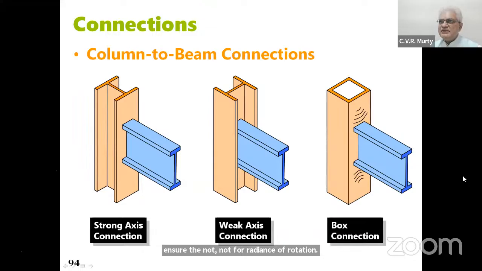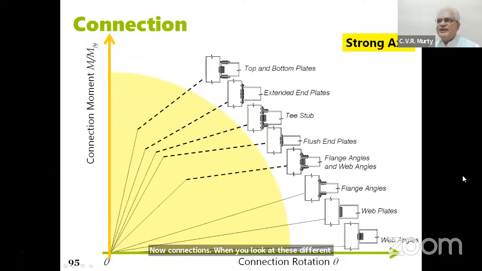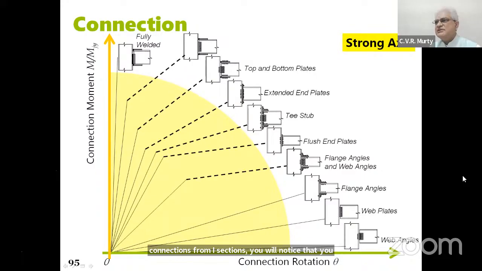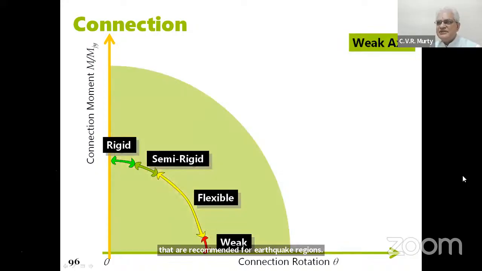Now, connections, when you look at these different connections from I sections, you will notice that you will have a spectrum of them. These connections will tell you that some are weak, some are flexible, some are semi-rigid, and some are rigid. The best connection for us, when you look at strong axis I sections, your connections, the rigid connections are the ones that are recommended for earthquake resistant regions, and the others are for non-seismic regions.